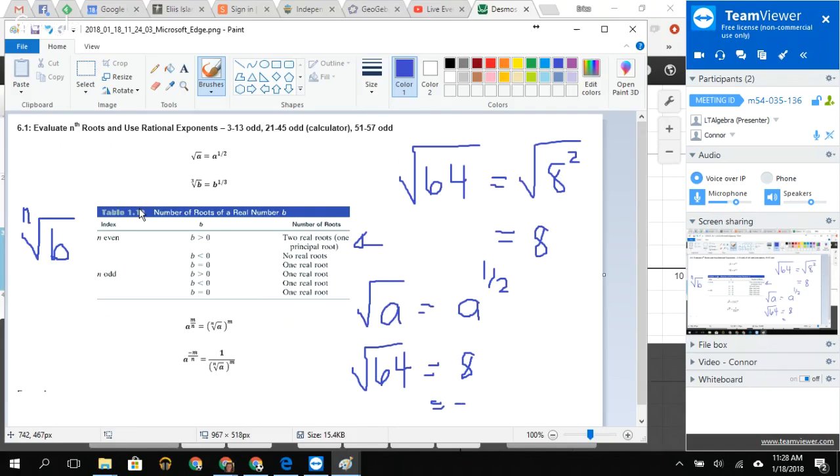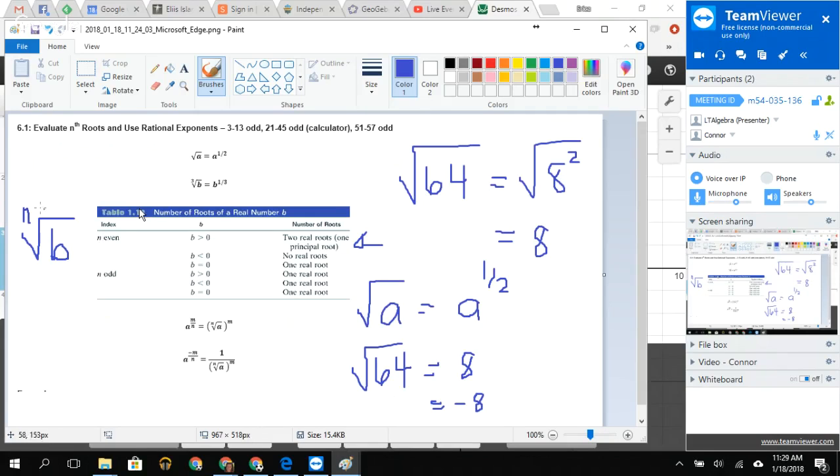But there's also a real root at -8 because -8 squared is also 64. So there's 2 real roots when you have that. If the number inside here, the b, is less than 0, then we get into the situation where we have to use an imaginary number, so we don't have any real roots. And then if the number inside here is 0, there's only 1 real root.